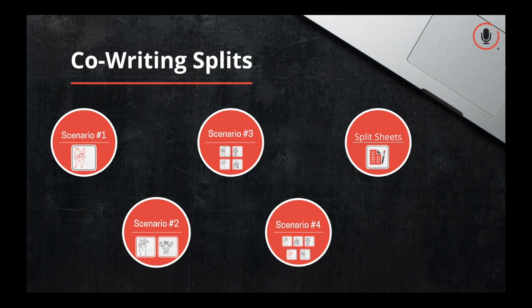Keep in mind, when registering your songs, especially with Songtrust, publishing splits must always add up to a total of 100%.